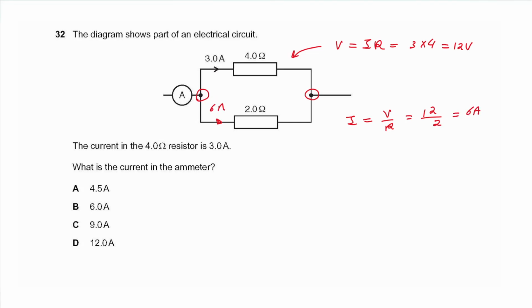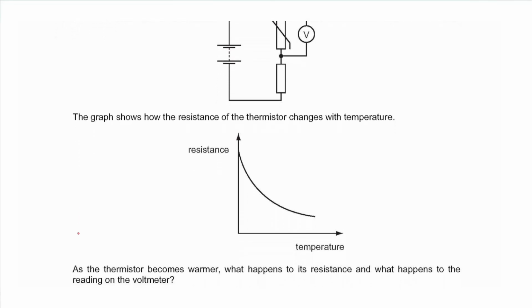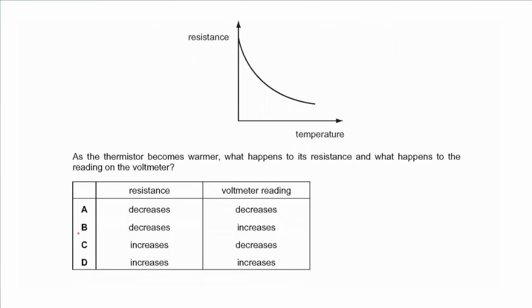So if 6 amperes and 3 amperes come from this ammeter, the ammeter shows the total of the 3 and 6. So 3 plus 6, that gives us 9 amperes. So we choose C. Question 33 says a circuit diagram shows a thermistor in a potential divider. A voltmeter is connected across the thermistor. The graph shows how the resistance of the thermistor changes with temperature. As temperature increases, resistance decreases. As a thermistor becomes warmer, what happens to its resistance and what happens to the reading on the voltmeter? So resistance as it gets warmer decreases according to the graph, and we should already know that.